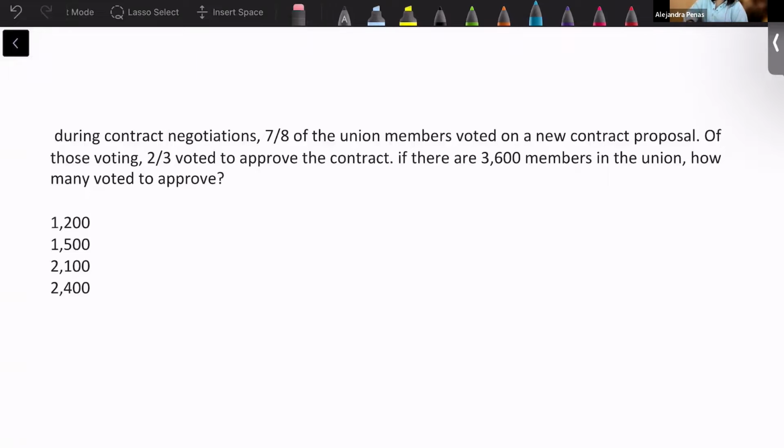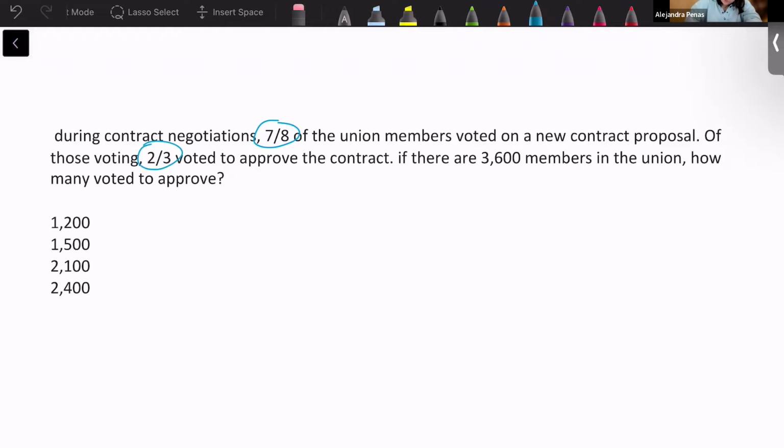So something that I've mentioned to you guys before is that whenever you see a problem that says something like 2/3 of her salary, or if she took 1/5 of the time, what you're going to do is multiply that fraction times the value that they mentioned. So in this case, first we need to figure out 7/8 of the people who voted, and then 2/3 of those people who voted actually approved it.